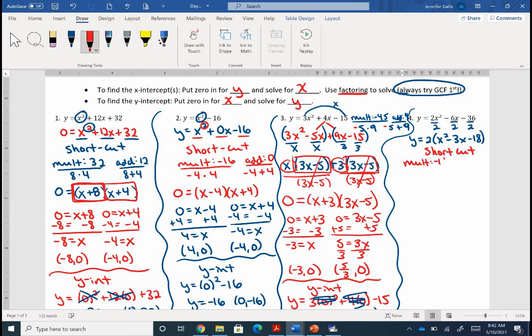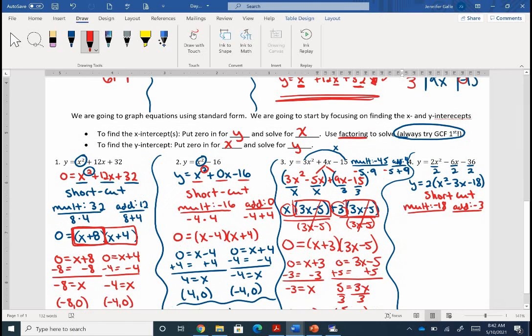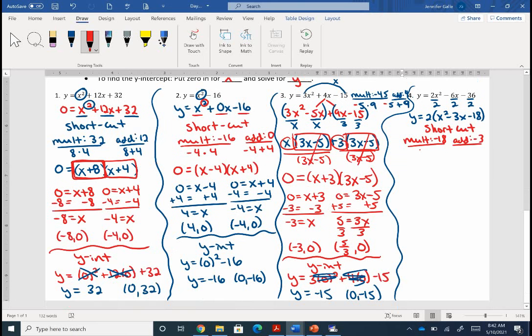Multiply to get negative 18. Add to get negative 3. Now I can do my shortcut. And how much of this you write out, the multiply, add stuff, I write that out to help me stay organized. It's kind of up to you. All right, so let's see. Whoops. 6 and 3 are probably going to work here. But now which one has to be negative to get negative 3? We got to go with the 6.